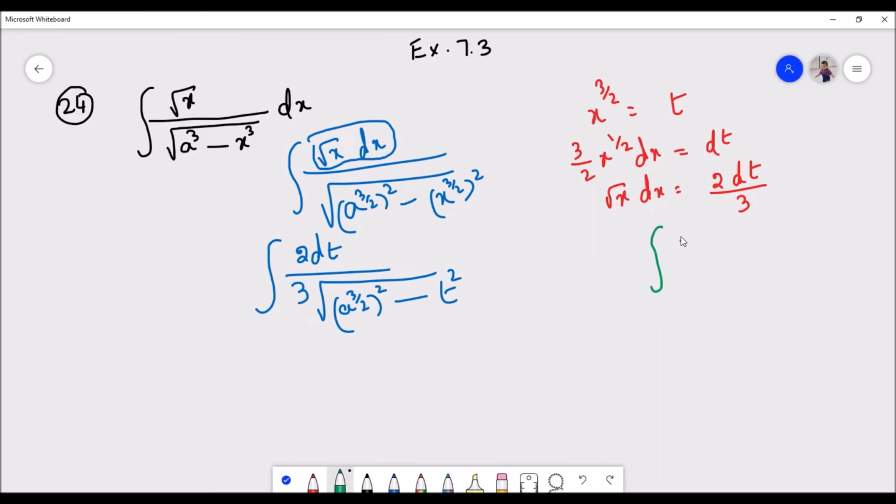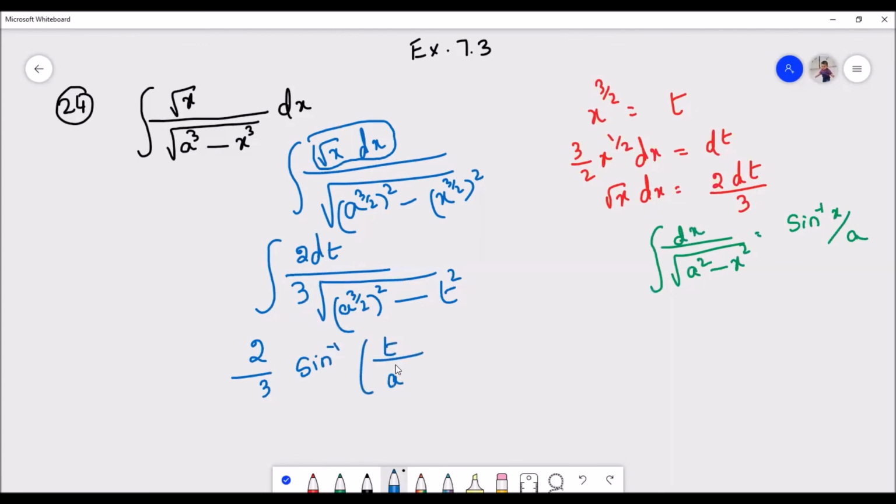So the integral of dx divided by root over a square minus x square is nothing but sine inverse of x by a. Using this integral formula, we can write the answer directly: taking 2 by 3 common, 2/3 of the integration of dt divided by root over a square minus t square form, which is sine inverse of t divided by a to the power of 3 by 2, plus c. Now let us replace t again as x power 3 by 2.